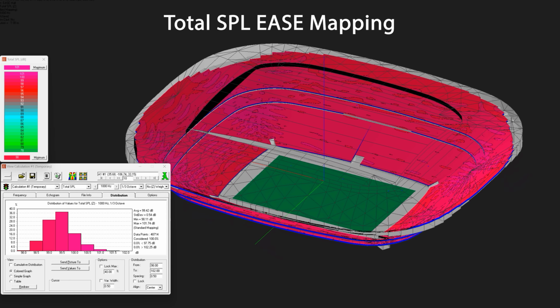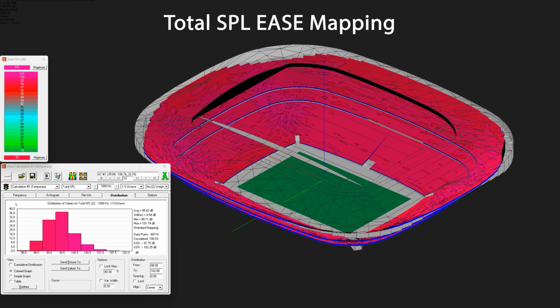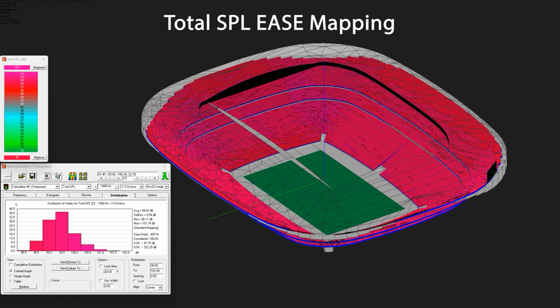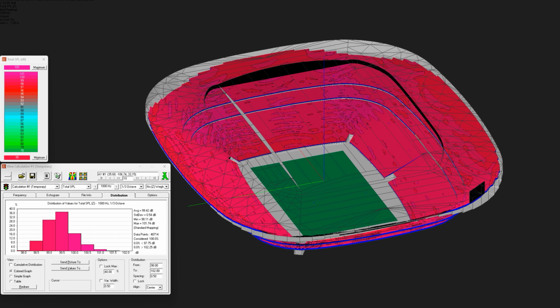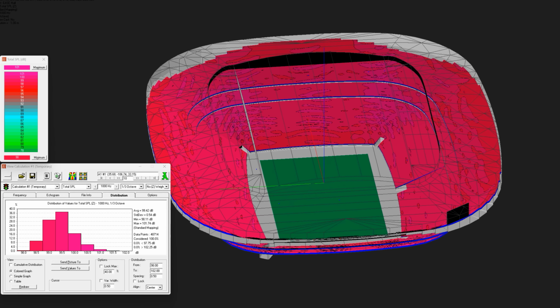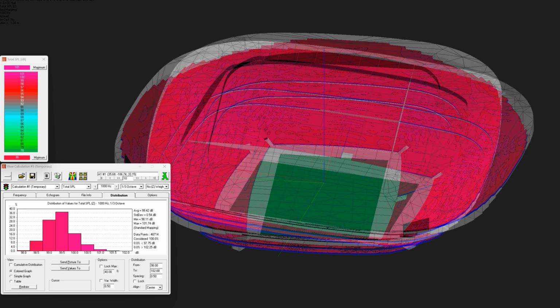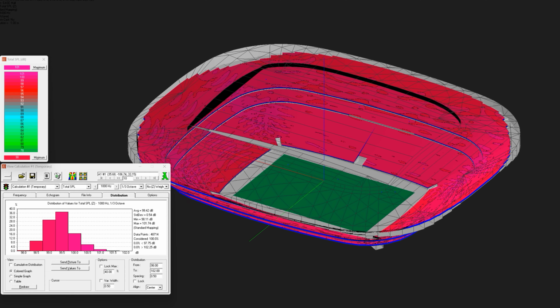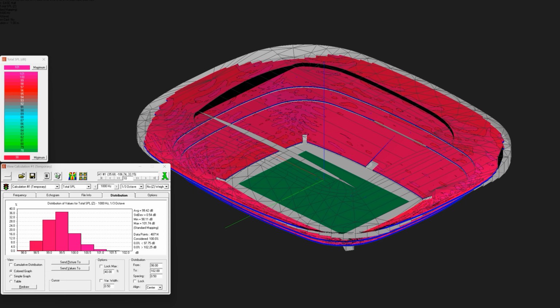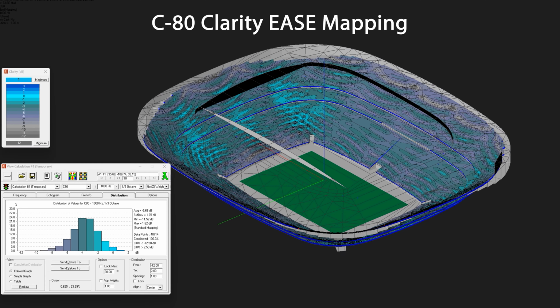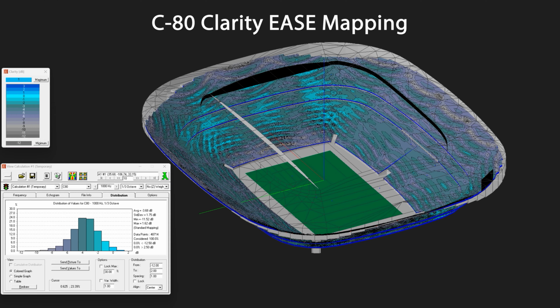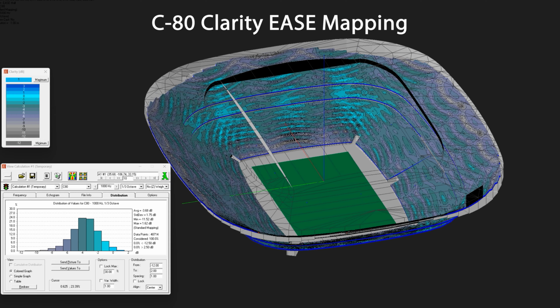The contributions of all loudspeakers are summed at the receiver location. Total SPL. The total sound pressure level represents the sum of the direct sound energy and the reverberant energy. For standard mapping, the reverberant energy is calculated based on the room's reverberation time and the overall power radiated by the active loudspeakers.